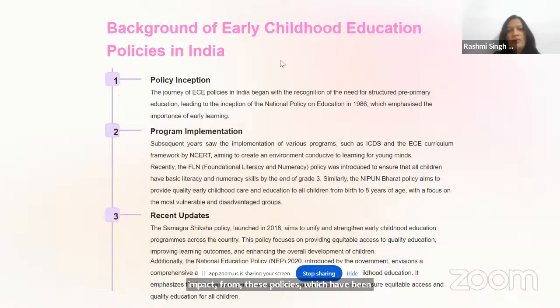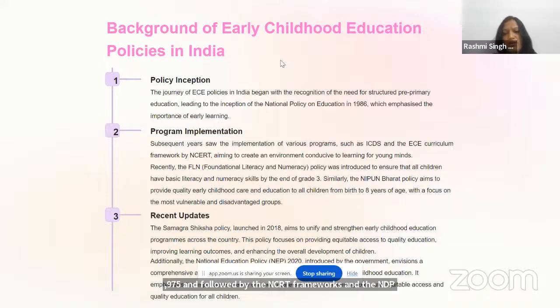Moving on, talking about the background of early childhood education policies in India, the first pre-primary education policy was the National Policy on Education, whose inception was in 1986, and it purely focused on the early learning of these children. Further policies were also implemented, like ICDS, that is Integrated Child Development Services, in 1975, followed by the NCERT frameworks and the NEP policy.